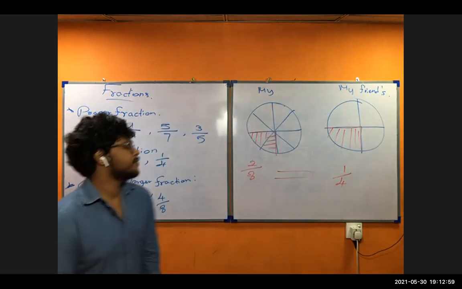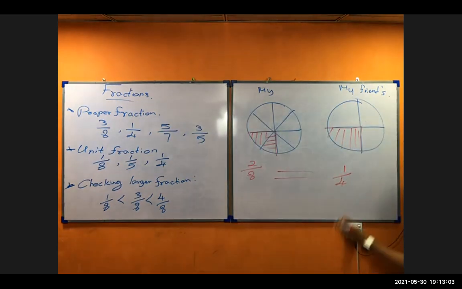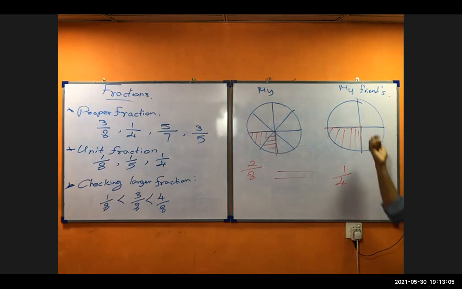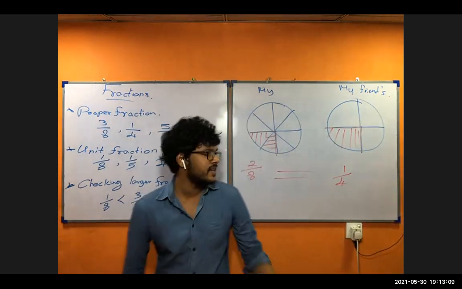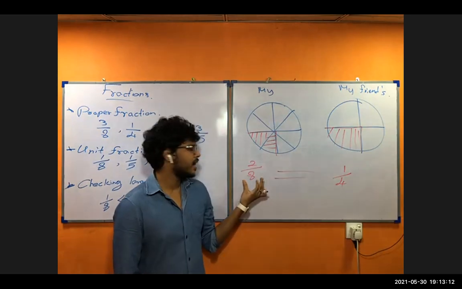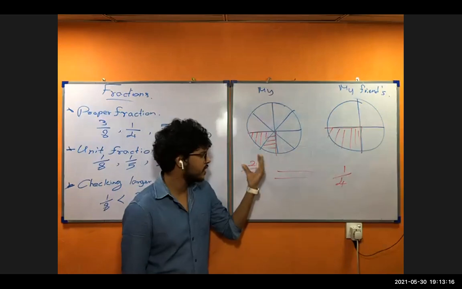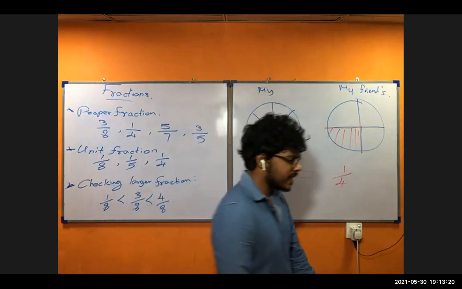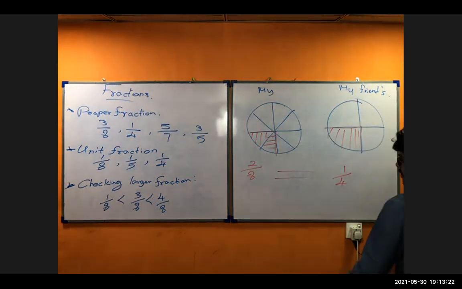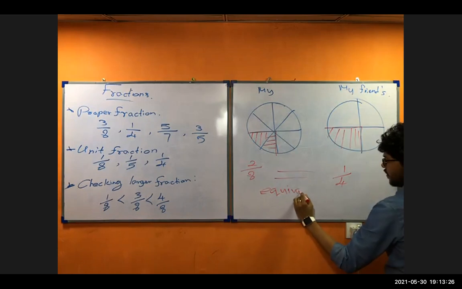So for such fractions, even though the numbers are different, they represent the same amount. This pizza 1/4 means I cut this pizza into 4 pieces and I take 1. Here, I cut it into 8 pieces and I take 2. Even though the numbers are different, it represents the same amount. So this type of fractions, we call equivalent fractions.